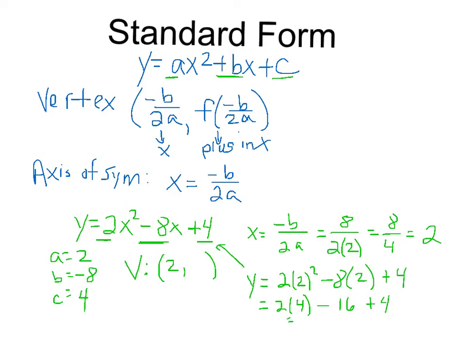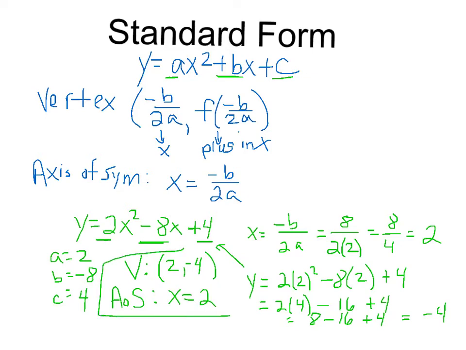2 times 4 is 8, so we'll have 8 minus 16, which will be negative 8, plus 4, which will be negative 4. So my y value will be negative 4. The axis of symmetry always passes through the x value of the vertex, so my axis of symmetry will be x equals 2. So there's your vertex and axis of symmetry. For your vertex, you do negative b over 2a to get the x value, plug that into your equation to get the y value, and your axis of symmetry goes through that x value of your vertex.